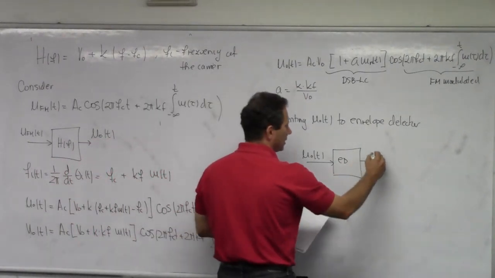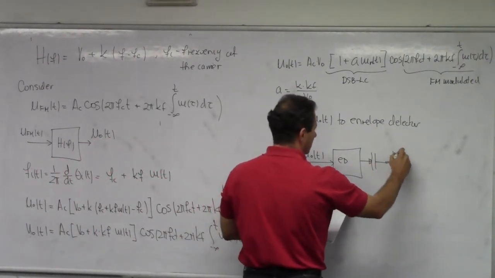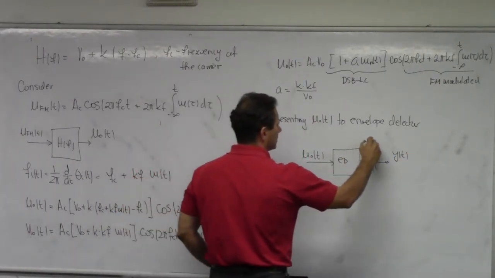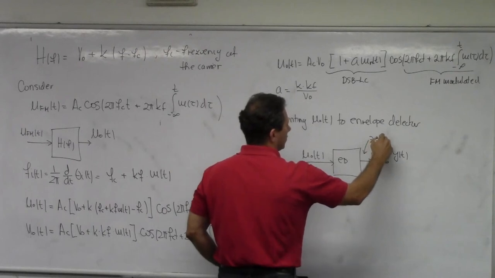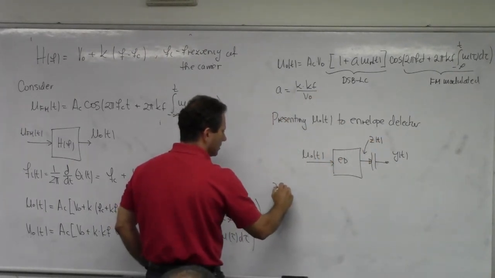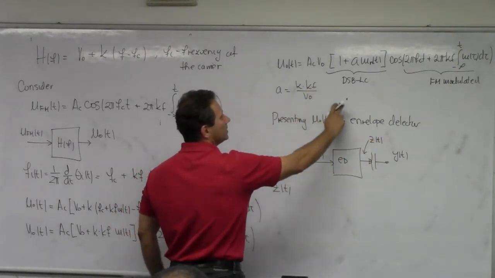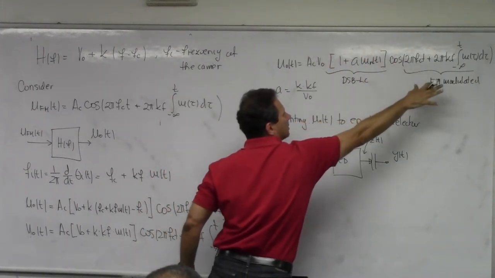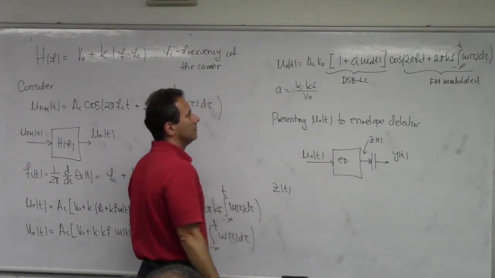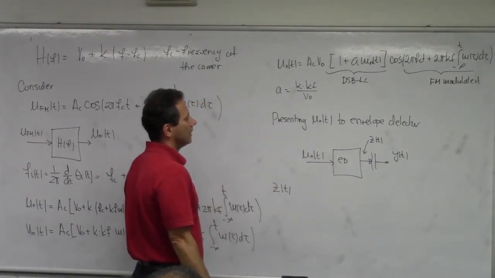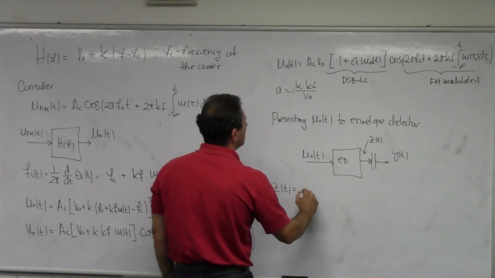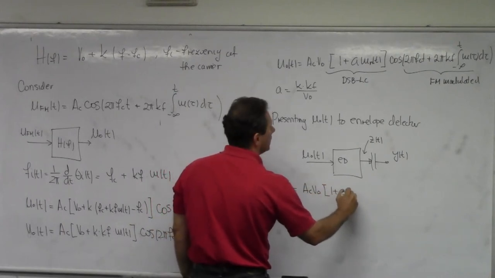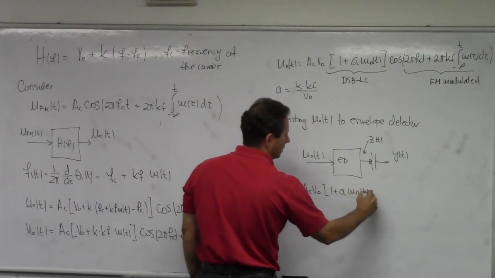And then I put here a DC blocking circuit. I get the signal y of t. Well, what is, let's call this signal here z of t. What is z of t? z of t is going to be the envelope of this signal. Well, what is the envelope of this signal? This part here gets ironed out from the envelope detector. So z of t is A_c V_0 (1 + a m_n of t).